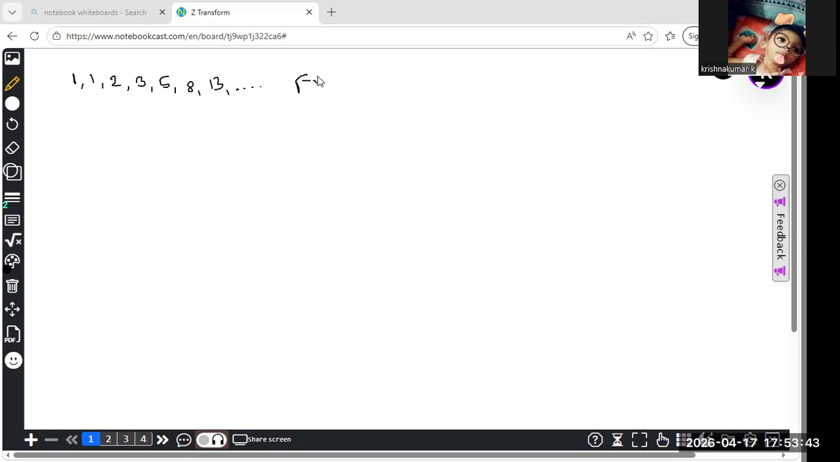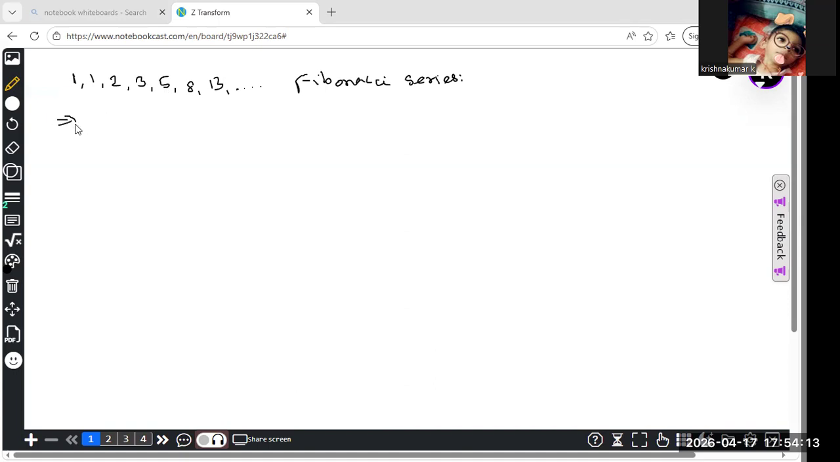Fibonacci series. Now, as I told earlier, for the given sequence, you have to write the general form. Then you have to find the Z transform, and if you need, you can find the inverse Z transform also. So this is our basic idea. This is the Fibonacci series.